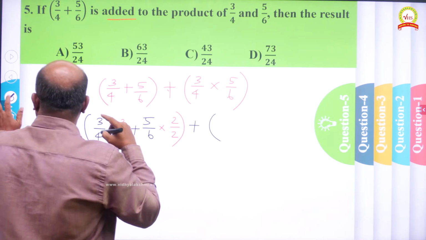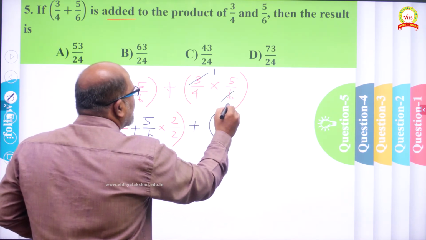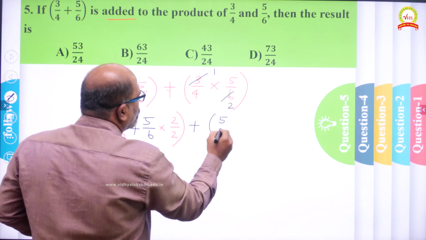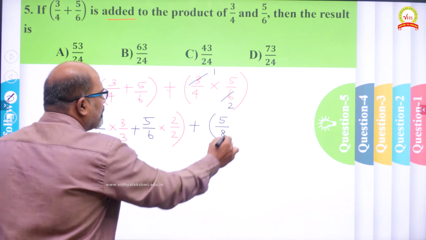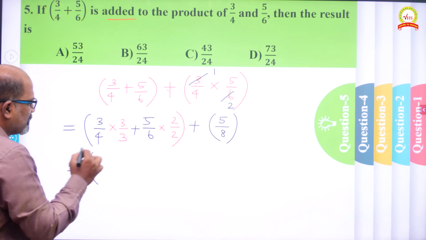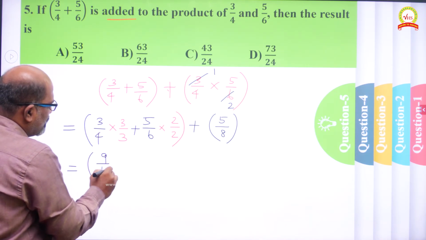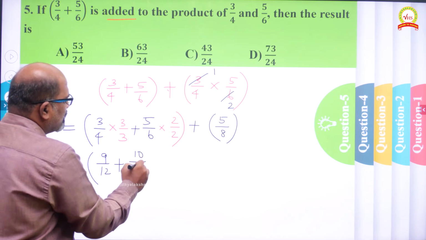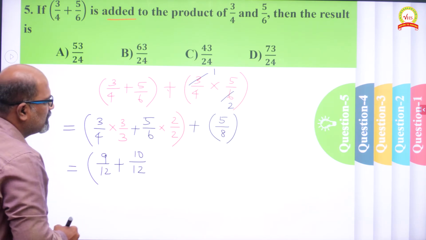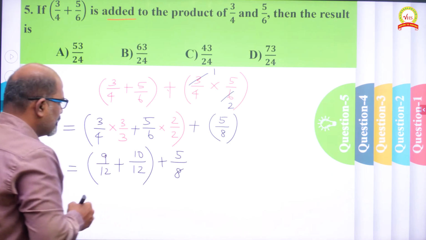Here also I can do cancellation. 3 one time and 3 two times I will be getting. So what is the product? 5 ones are 5 and 4 twos are 8. So I am getting 5 by 8 here. After these calculations, the simplification is 9 by 12 plus 10 by 12 plus 5 by 8.